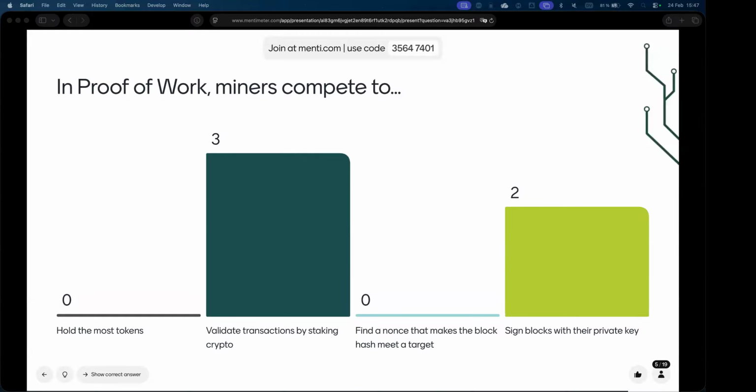So we're gonna learn about this next week. So you can get it wrong. No problem.